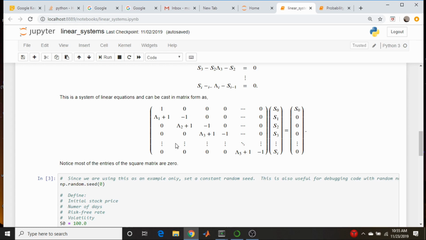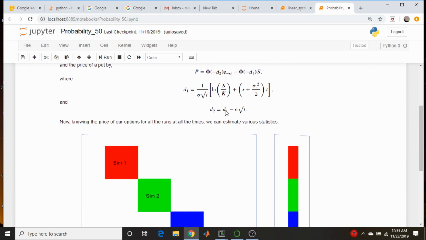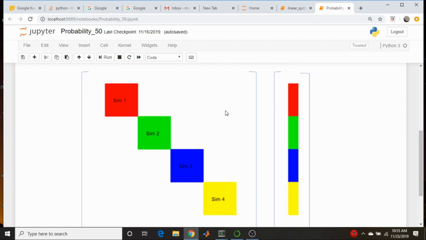So what we're going to do is essentially stitch together a whole bunch of these. Instead of looping over and doing this multiple times, we're just going to stitch all these possible runs together in one big matrix. So if we go back to our new notebook, I've kind of made this in a schematic form here.